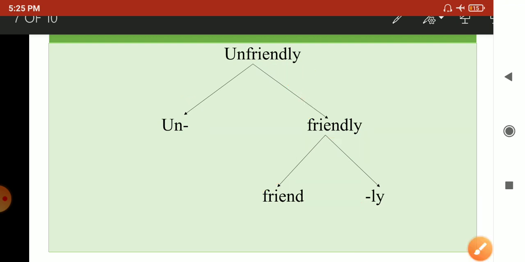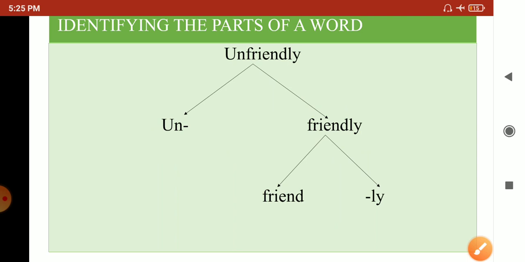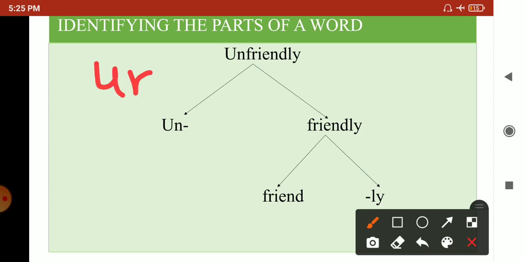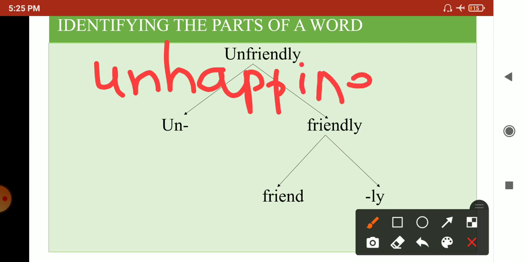So identifying the parts of a word is also an important factor in morphology. When you see a word, when you come across a word, you should be able to identify the root word, and then you should be able to explain how the given word is formed, how the given word is created. For example, unhappiness.